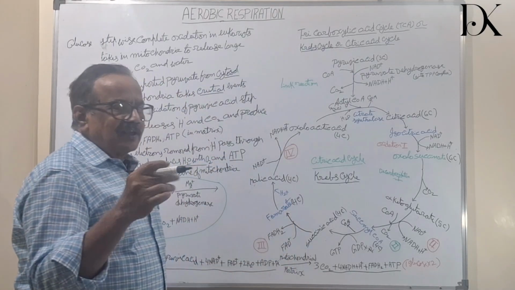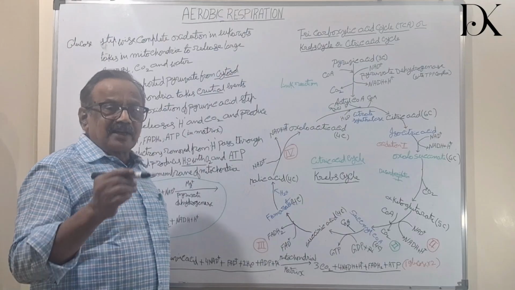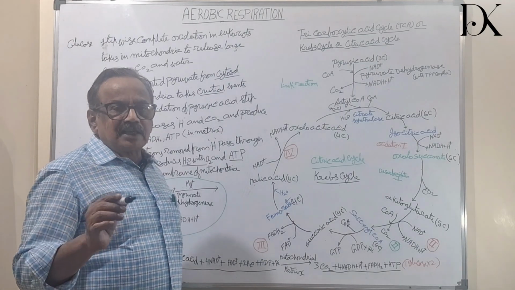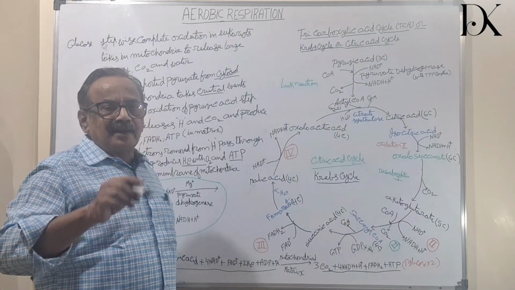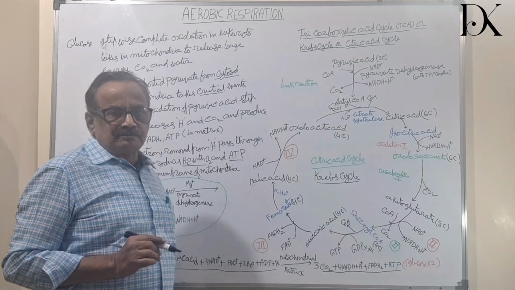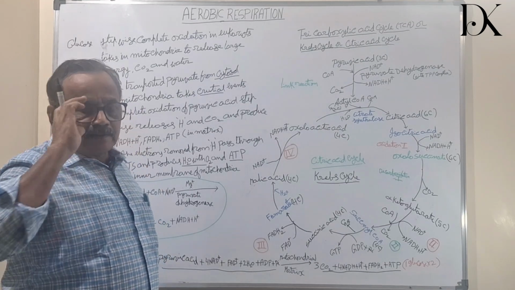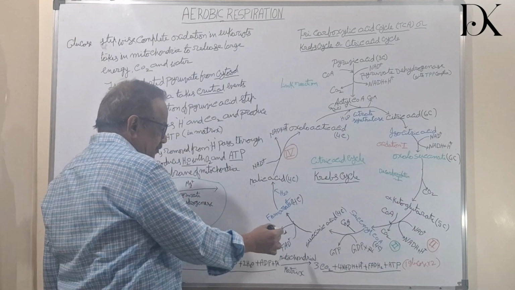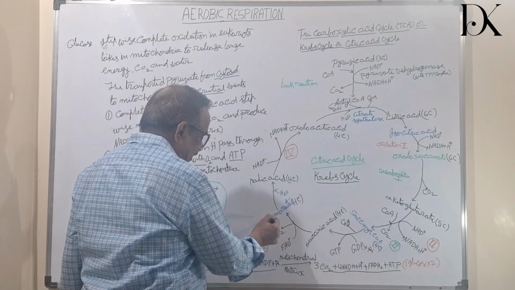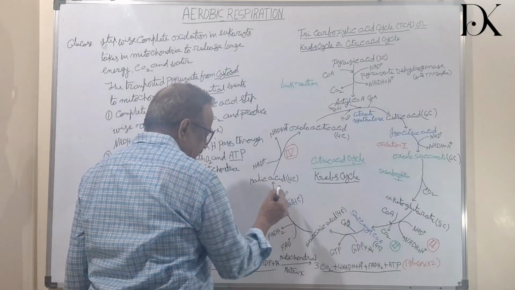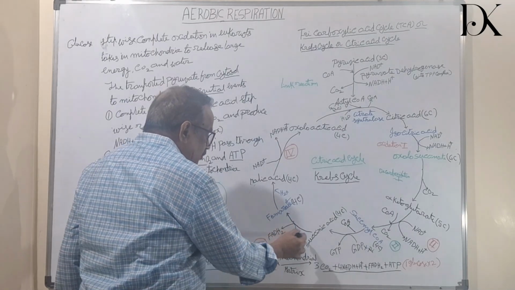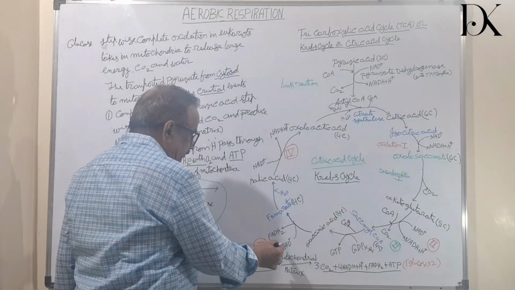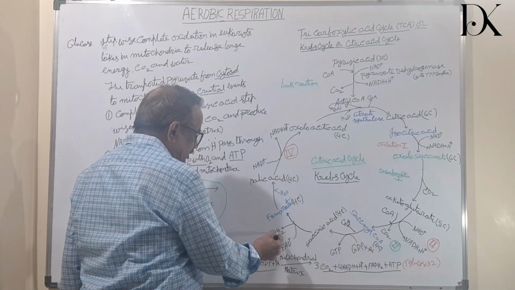The fumarate name also he has not given in the cycle, but the fumarate name is given in the ETS, electron transport system. Succinic acid to fumarate he has given in the second complex. There he has given it, so he can ask. So when succinic acid forms fumarate, a 4-carbon compound, one more oxidation will take place. That is, FAD plus will become FADH2.